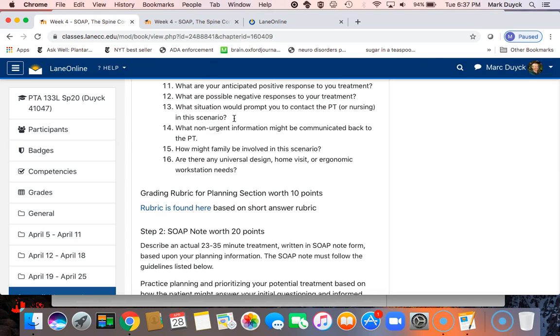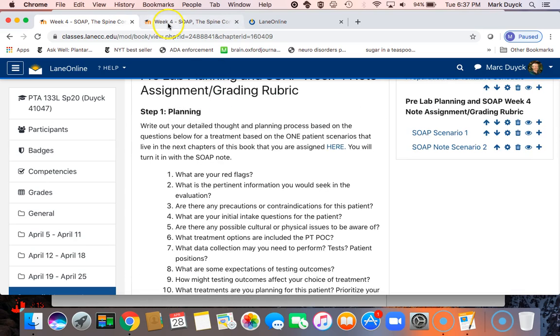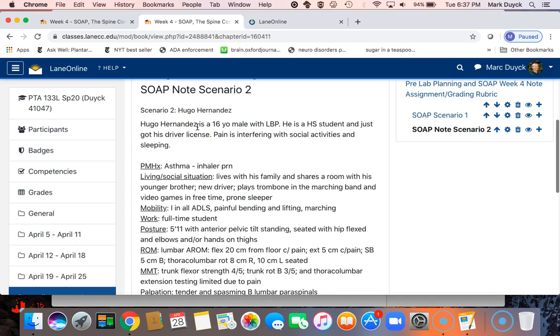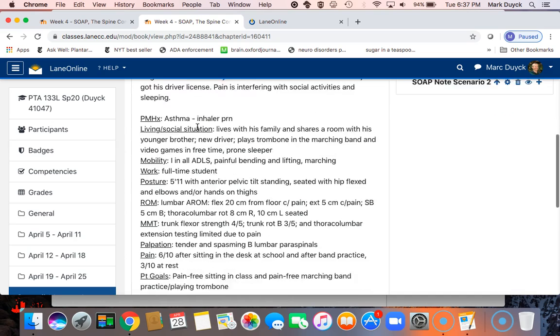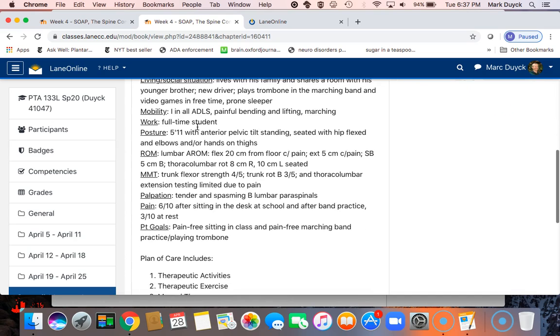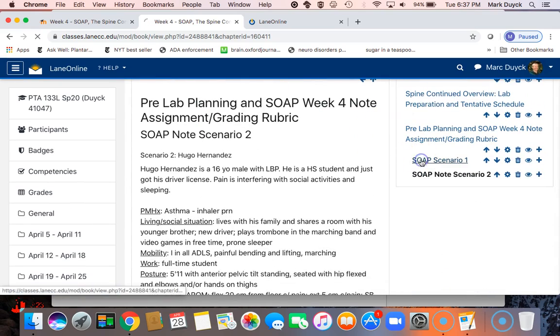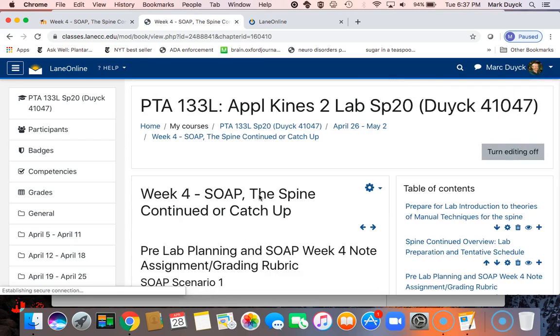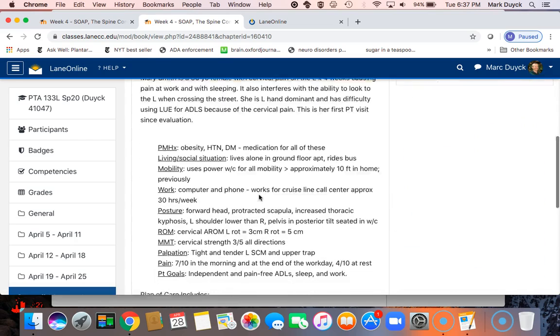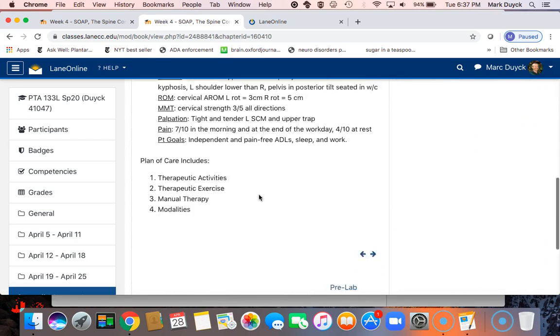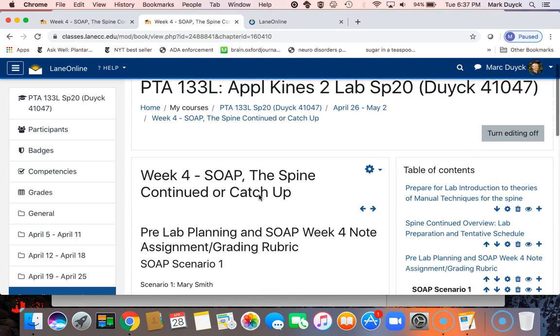Why would you contact the PT? You know this information. Or nursing in the appropriate scenario. Now this situation, this is a high school student. This is somebody who lives at home. He's not in the hospital, right? Scenario number 1, is this person in the hospital? Is there a nurse involved? In this case, no. There is no nurse involved. So you wouldn't be contacting nursing in any of these situations. But would you contact the PT?